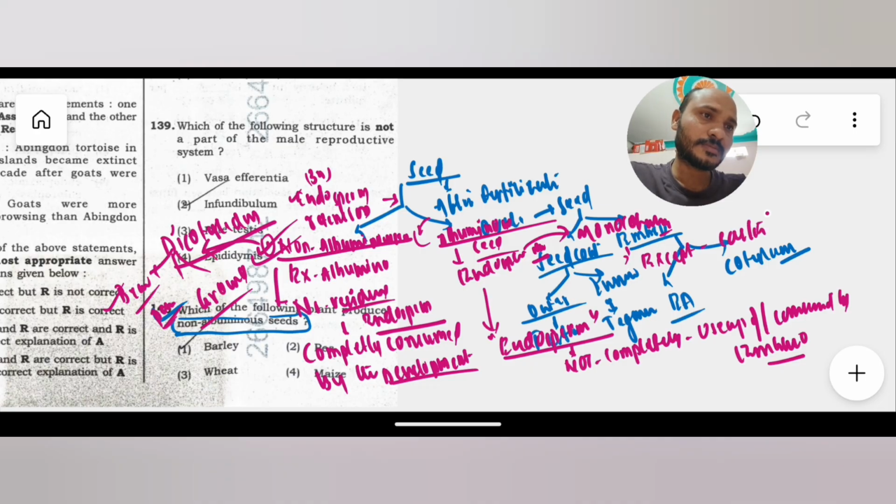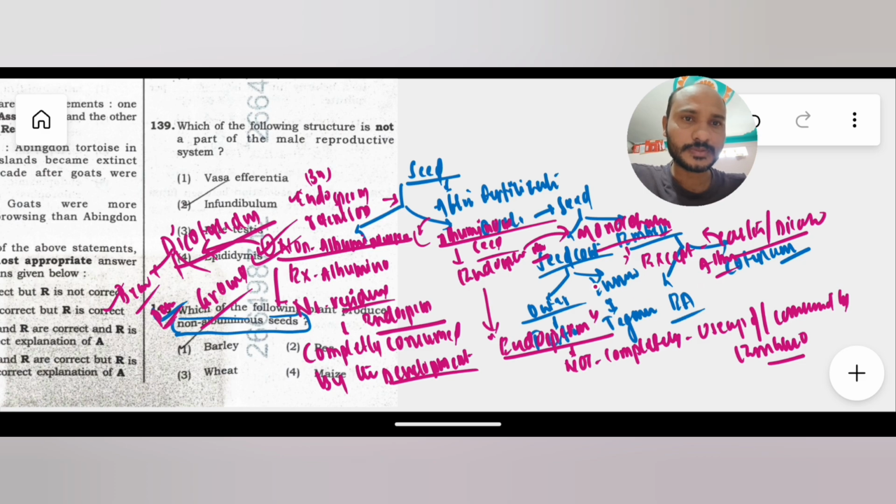Castor is a dicotyledon plant, but which type of seed does it contain? Albuminous seeds. This is the exception: mostly albuminous seeds are monocotyledon, but castor is an albuminous seed even though it belongs to the dicotyledon plants. Okay, so this is all about the types of seeds based on endosperm retention.